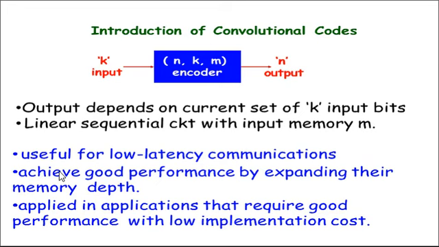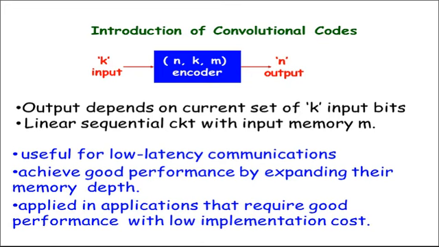Now what are the real advantages of these convolutional codes? These are codes with low latency. They can give good performance by expanding their memory depth, meaning we can expand how many memory blocks we are using in the current encoder. This can be further extended. As far as applications are considered, these are applied in applications that require good performance with low implementation cost. The cost of implementation is very low because it depends totally on the memory elements, nothing else.